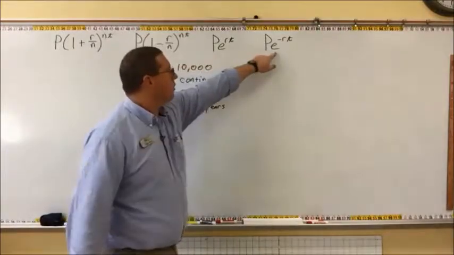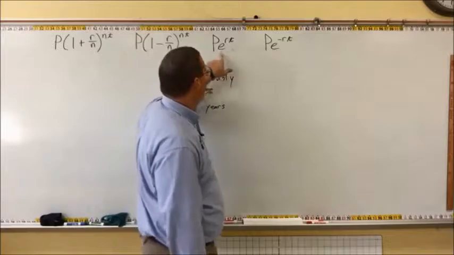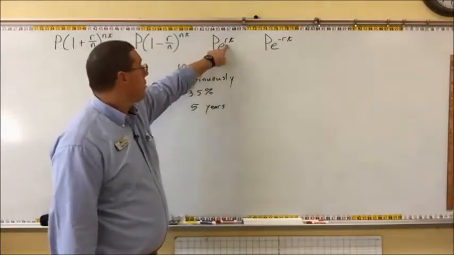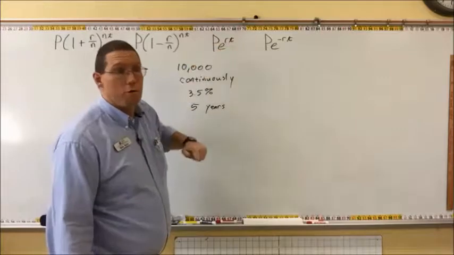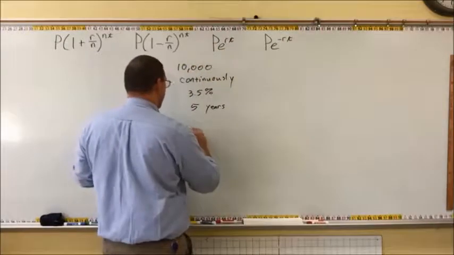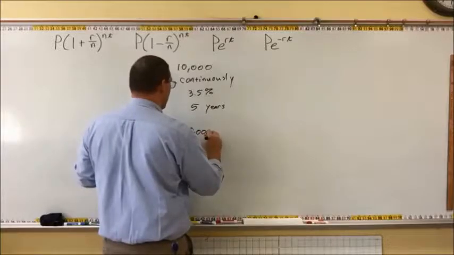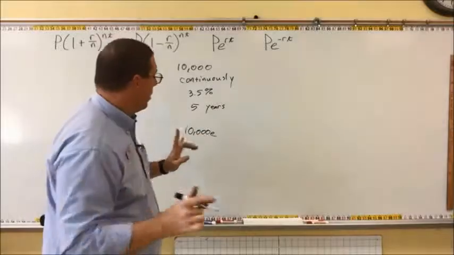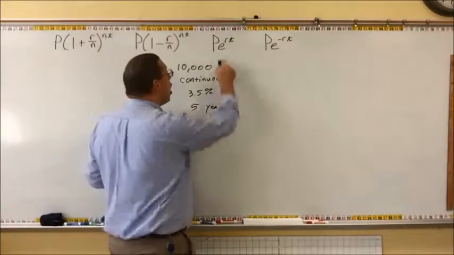It's growing continuously, so we got to pick one of our two E formulas. These both have E. This one has a negative R. This one has a positive R. It's growing, so we're going to pick this one, the PERT formula. So in for P, we're going to put 10,000. Then we're just going to put an E. That's it. We're putting an E. To the power of R.